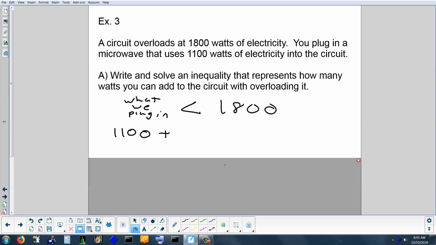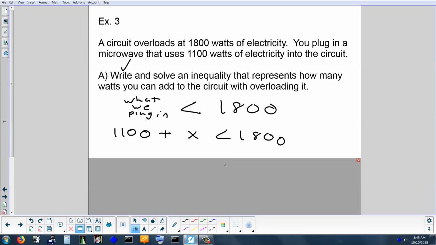So the question is, how much more can we add? If we didn't know, how could we represent how much more we could still add to the circuit if it's something unknown right now? Sure, X. So 1100 plus whatever else we add, whether you plug in a coffee maker, whatever else you plug in, it's got to be less than 1800. So we've written an inequality that represents how many watts we can add.